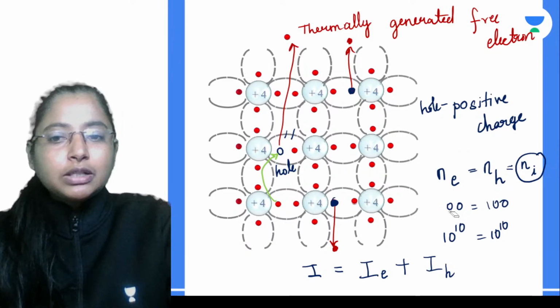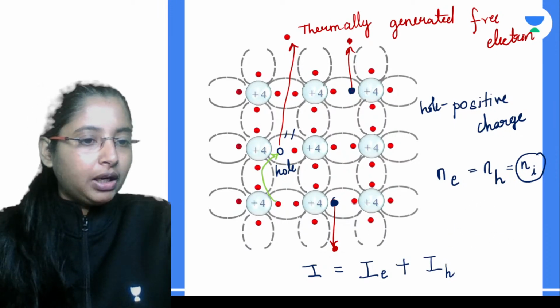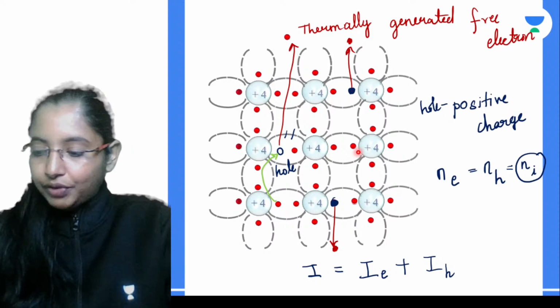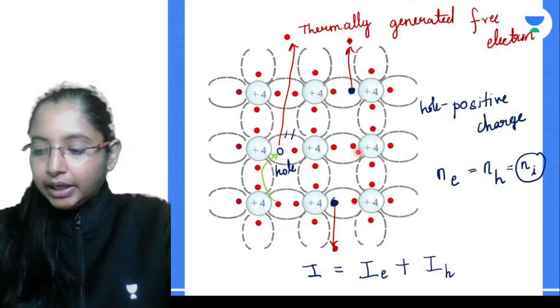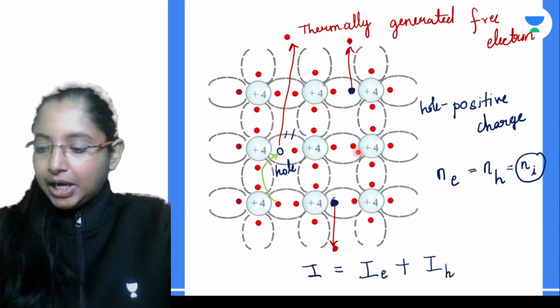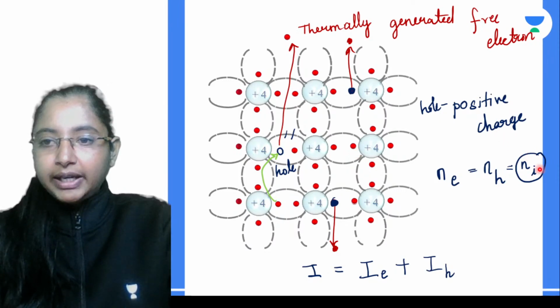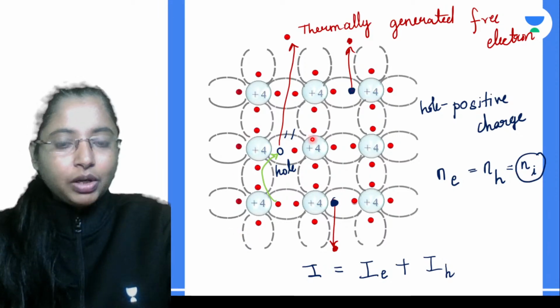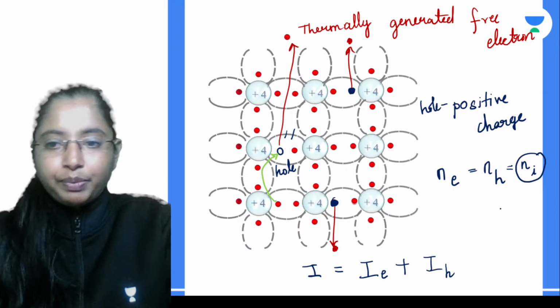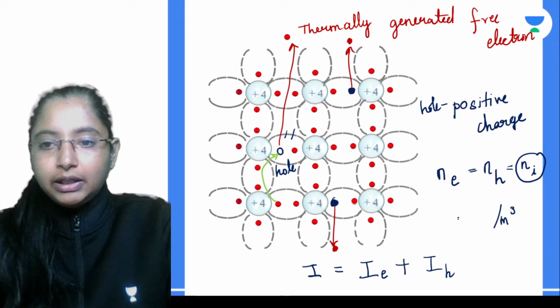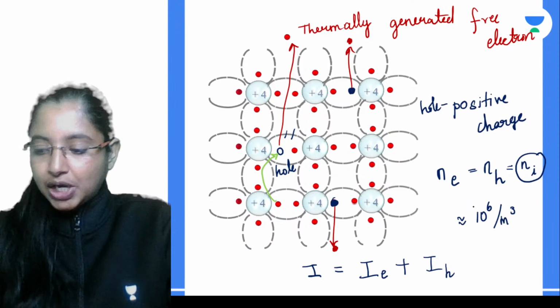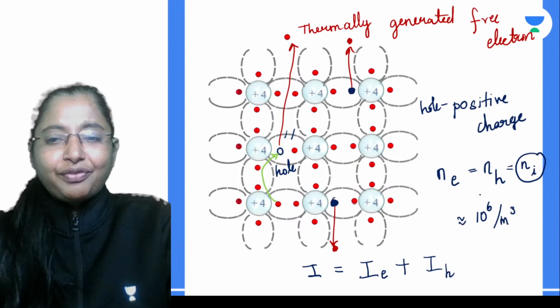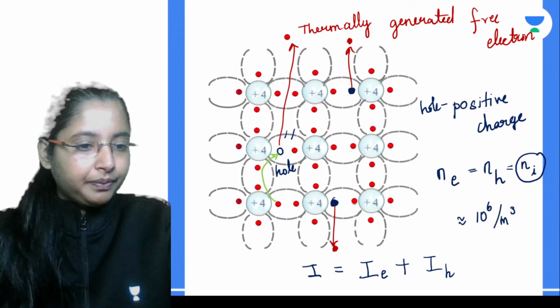Okay, so this puts a restriction on the conductivity of a semiconductor. Because for intrinsic semiconductors, if you look at their intrinsic charge carriers, how many charge carriers are there per meter cube? If you take a volume of one meter cube, in there you will have around 10 to the power of 6 charges. That's it. So this is a very low conductivity level.